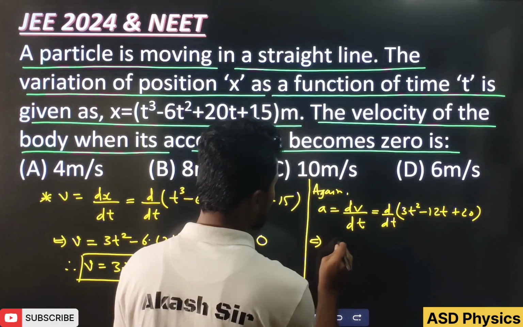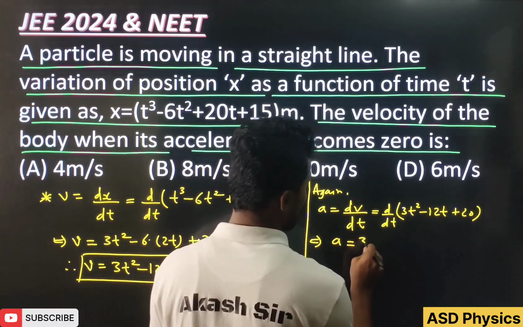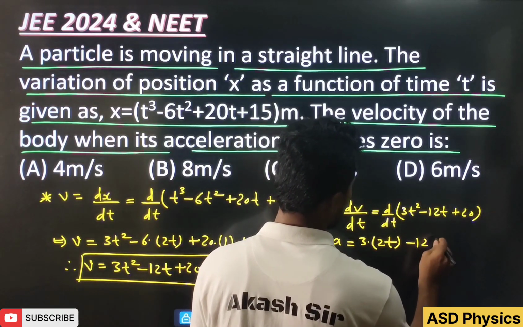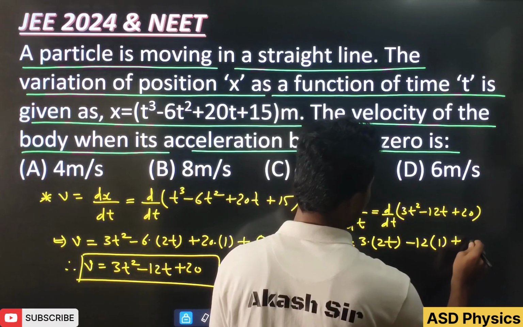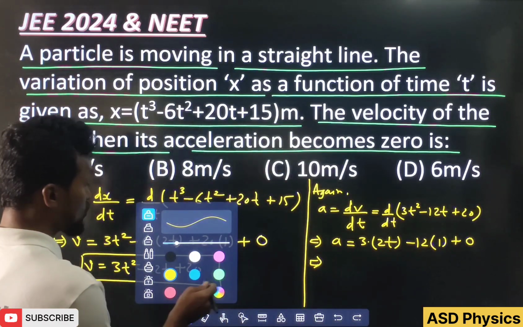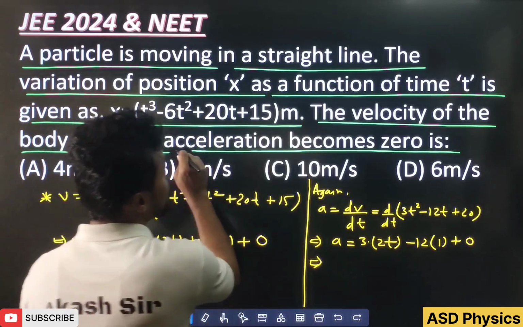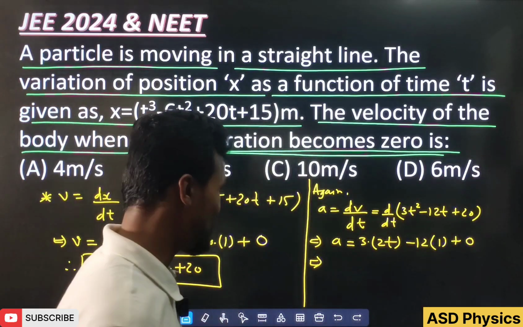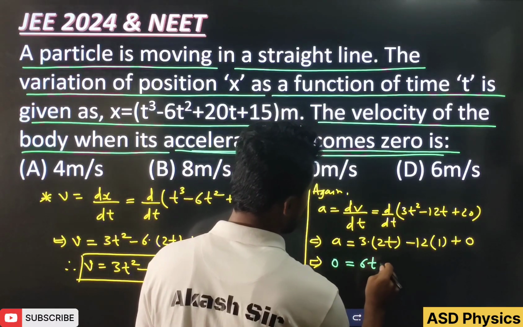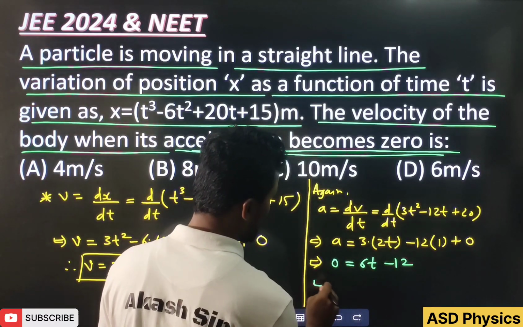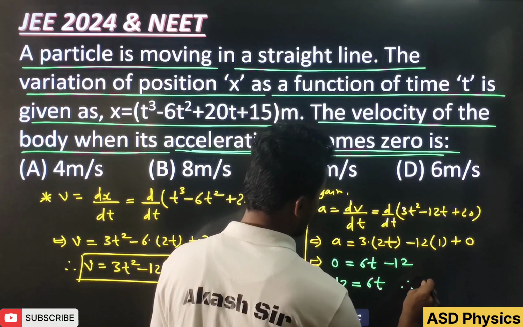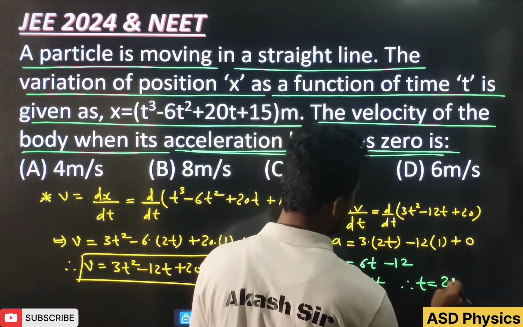So what this will become here: acceleration means, differentiation of 3t square means 6t, minus 12, differentiation of t means 1, differentiation of 20 means 0. Remember that according to the question, the acceleration becomes 0. So 0 equals 6t minus 12. It will become 12 equals 6t. So hence t will be 12 by 6, means 2 seconds.